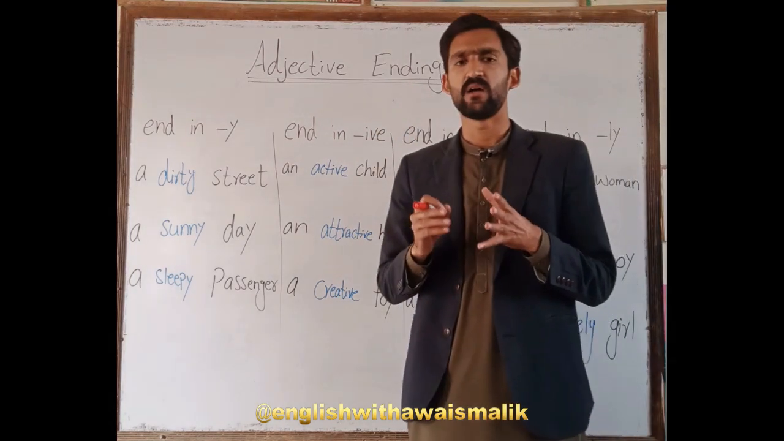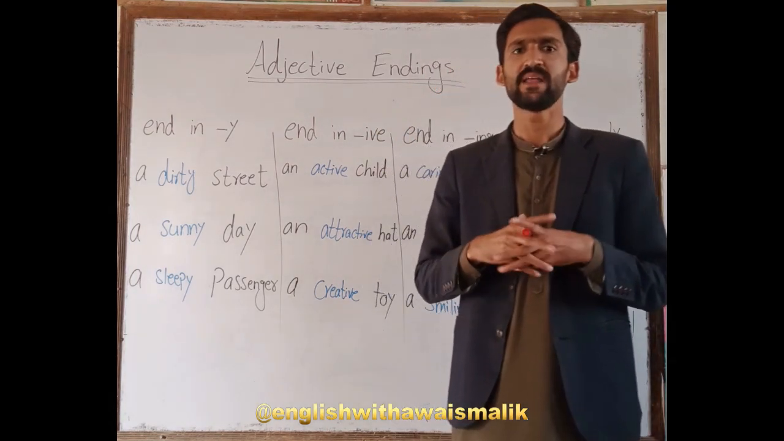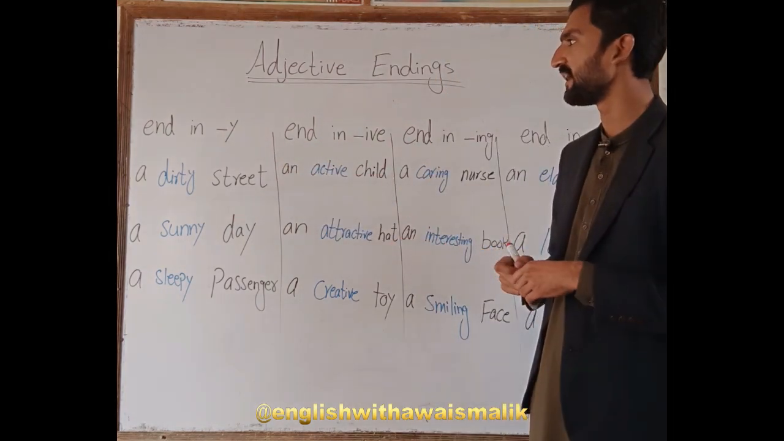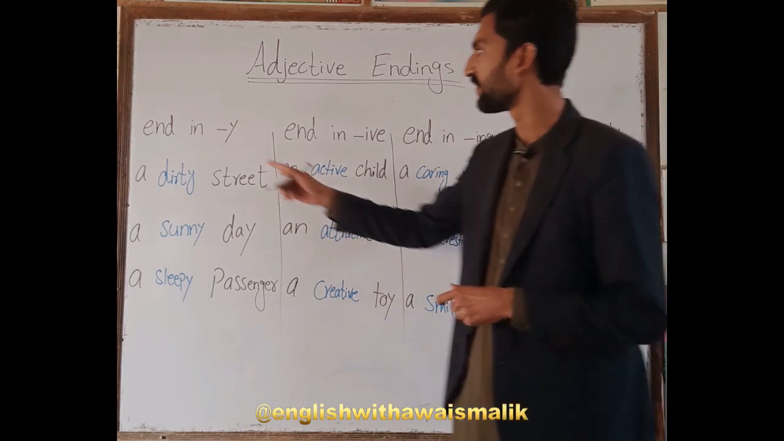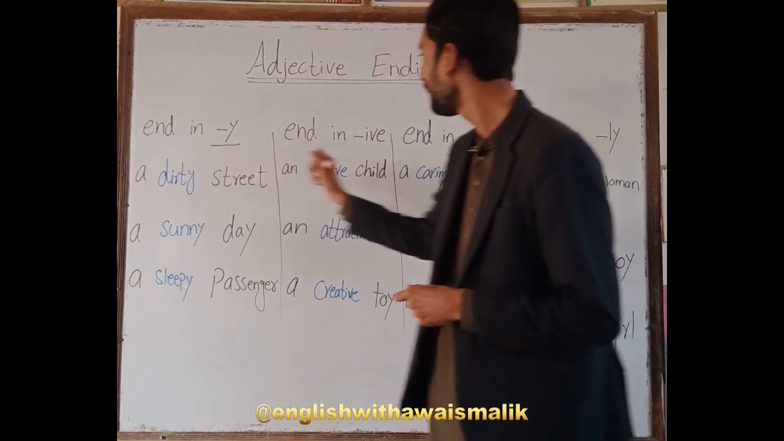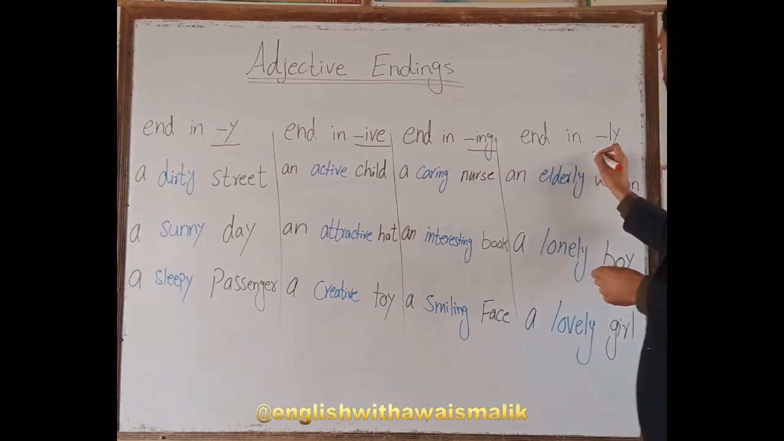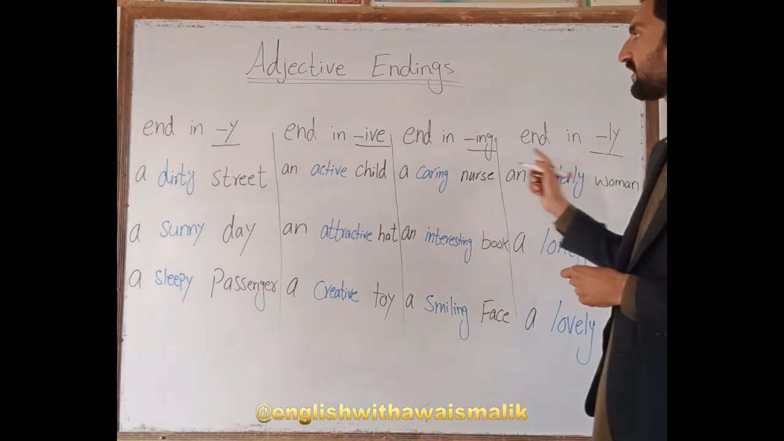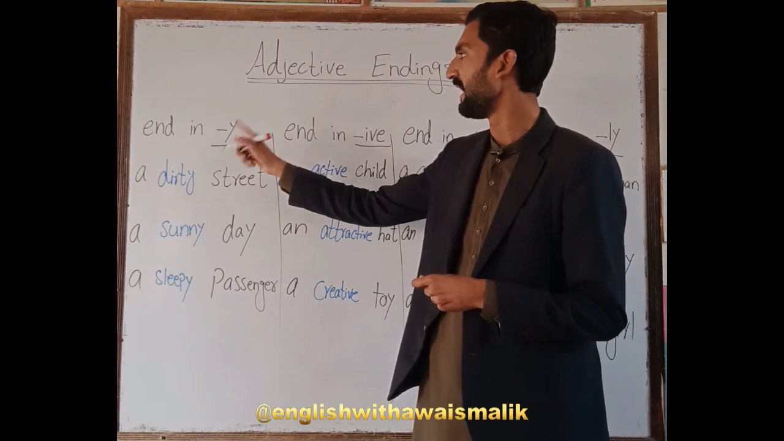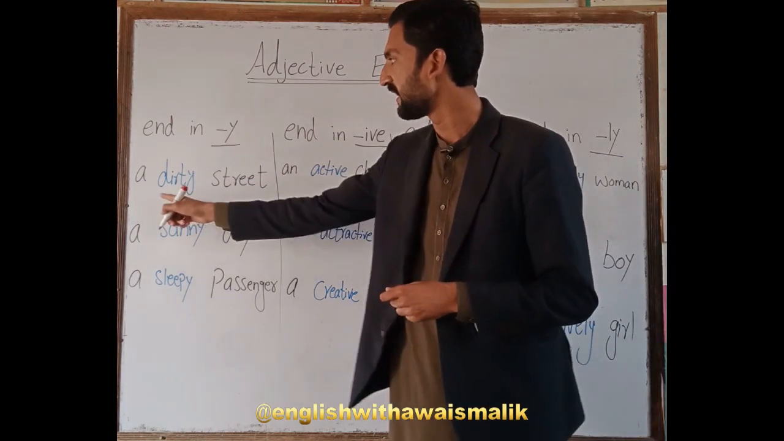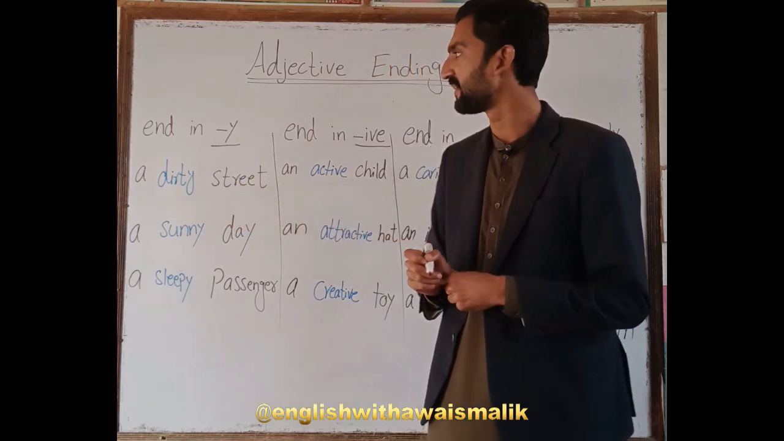Mostly adjectives end with these types of letters. So we can say the endings are Y, IVE, ING and LY. These are the letters which mostly come at the end of an adjective. So we start from the first one. Here are the examples of the first ending.